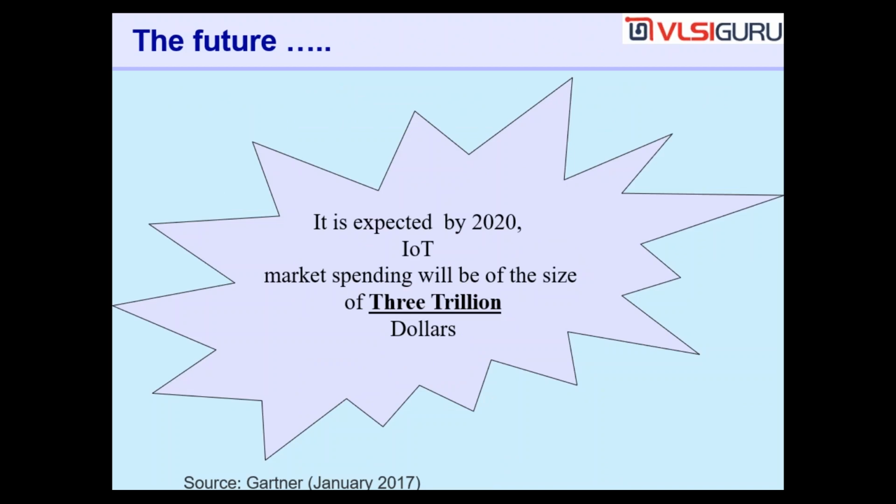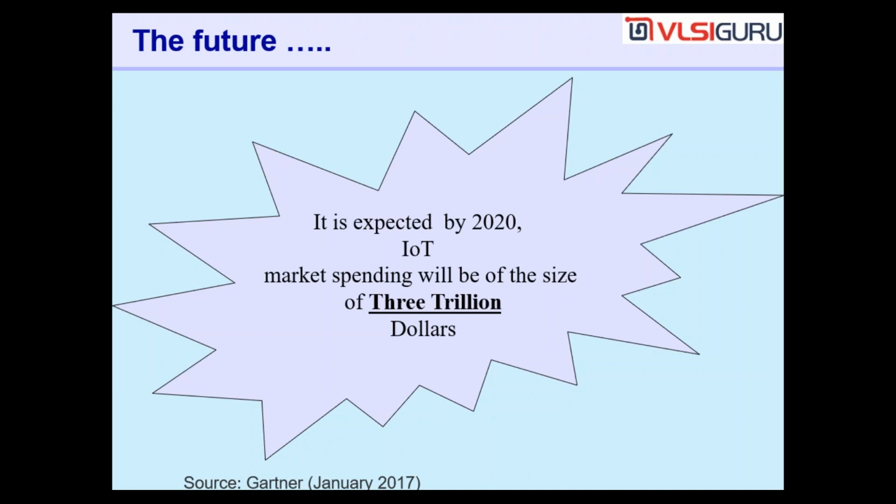So what is the future of embedded systems and IoT? It is expected that by 2020, the market size for the IoT would be around $3 trillion. This is based on a survey by a management consulting company called Gartner. They believe by 2020 the world will be spending about $3 trillion. That means every device we use today will be internet enabled.